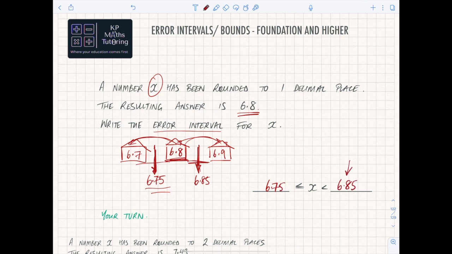We would also refer to this as an upper bound, which we'll talk about a little bit later on in this video, and this would be called your lower bound. Again, we'll come back to that later.